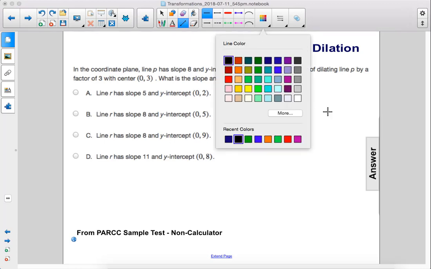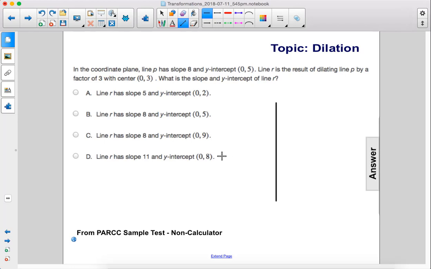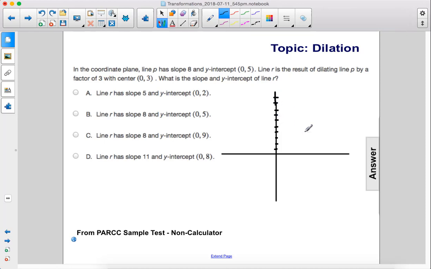All right, so let's draw a little graph here. All right, let's draw some units. 1, 2, 3, 4, 5, 6, 7, 8, 9, 10. 1, 2, 3, 4, 5, 6, 7, 8, 9. Okay, so we have our y-intercept at (0, 5). 1, 2, 3, 4, 5. And we have a slope of 8. So I'm just going to draw a line that looks like this.